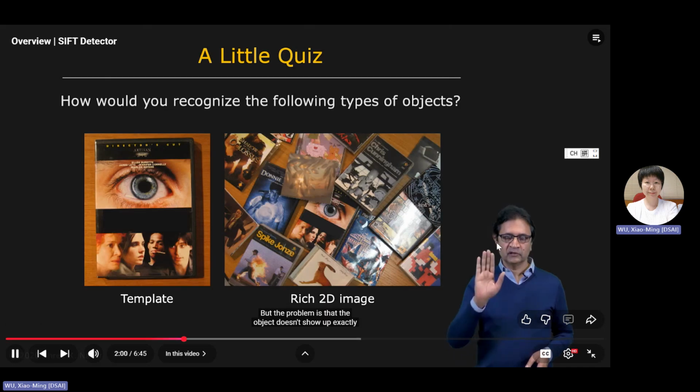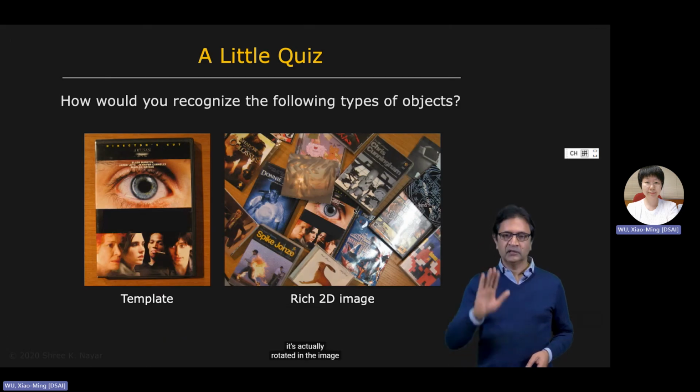The object doesn't show up exactly in its original form in the image; it's actually rotated in the image and is also magnified differently. In other words, it has a different scale in the image. And so, in order to deal with rotation and scale, you might have to create lots of templates of this object under different rotations and scales and apply each one of those to the image, which would be computationally just impractical. But actually, the harder problem here is occlusion.